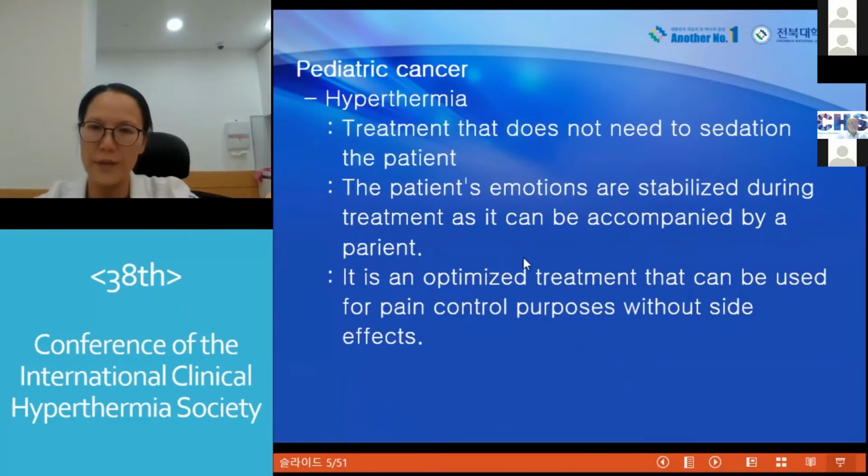So we consider the hyperthermia. Hyperthermia is a treatment that does not need sedation of the patient, and the patient's emotions are stabilized during treatment as it can be accompanied by a parent. It is an optimal treatment that can be used for pain control purposes without side effect.